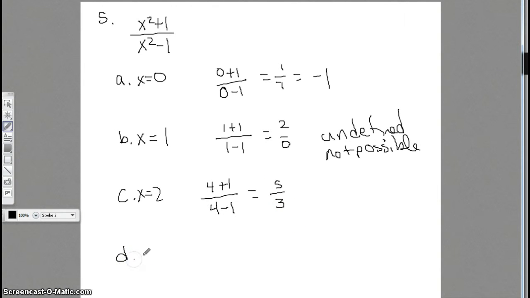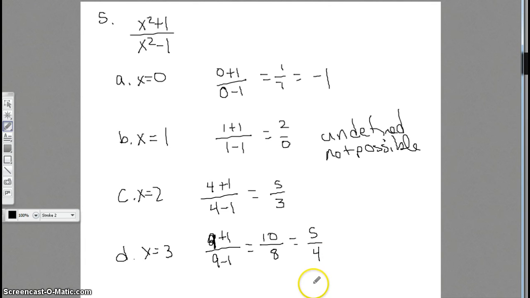One more, we're going to do part D, x equals 3. So 3 squared is 9. So we have 9 plus 1. 3 squared, sorry, that doesn't look very much like a 9. 3 squared is still 9, so we have 9 minus 1. 9 plus 1 is 10. 9 minus 1 is 8. This can be simplified because these are both even numbers. When I divide the numerator by 2, I get 5. When I divide the denominator by 2, I get 4. So 5/4 is our final answer.